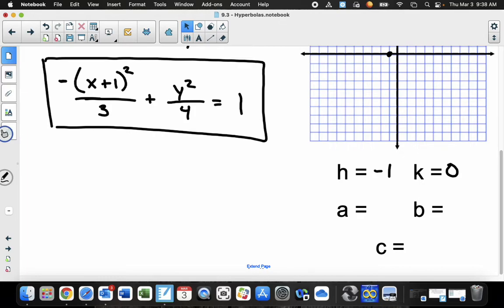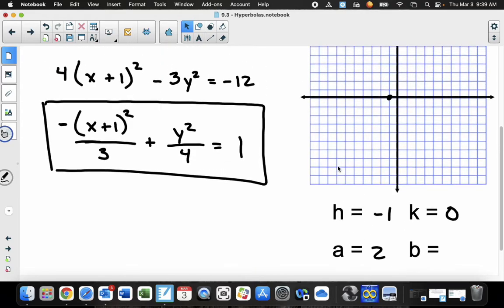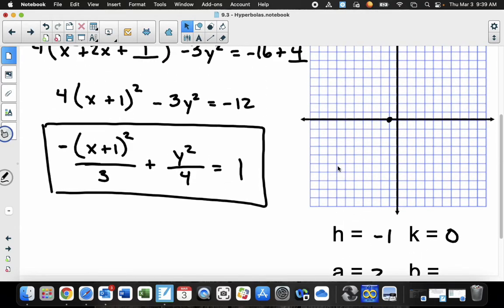Okay? Which means, now going to kind of what you were talking about, which means the 4 is the a squared. The a squared is always on the positive term. Okay? Which means a is what? 2. So that means from that point that we plotted, our center, we are going to go up 2 and down 2. Up and down again because that's the direction of our hyperbola.